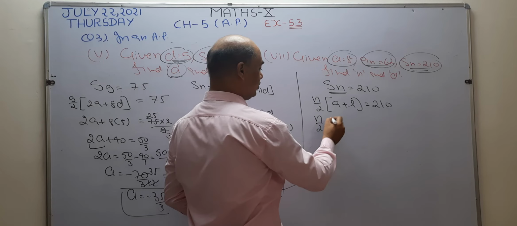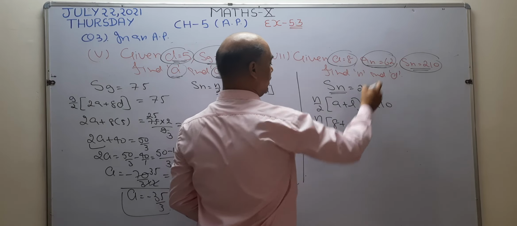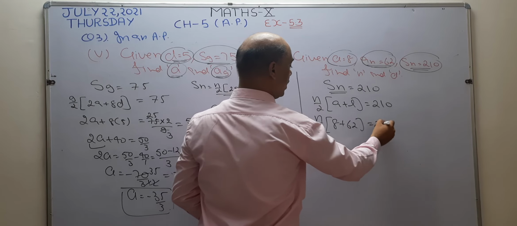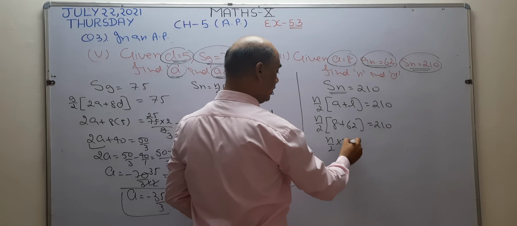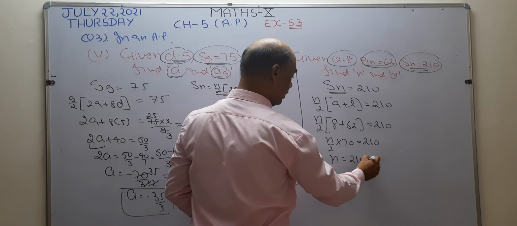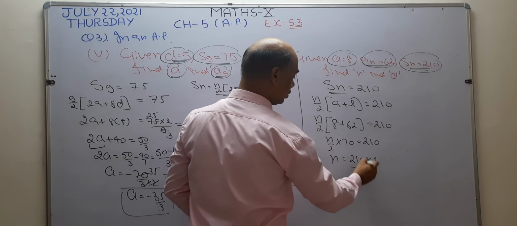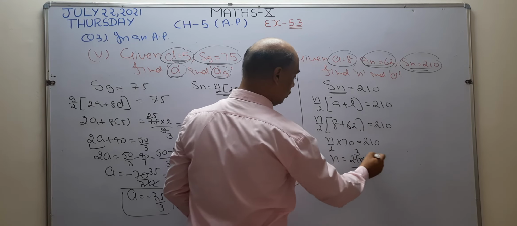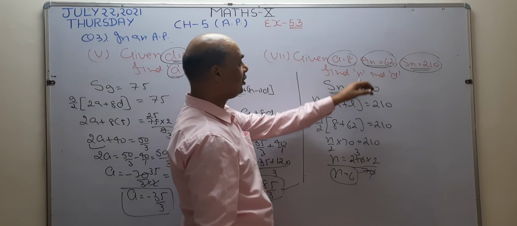Now n by 2 remains same. A, the first term, is given as 8, and the last term is 62, equal to 210. Now 62 plus 8 becomes 70, equal to 210. So the value of n becomes 210 multiplied by 2 and 70 divided into 270. So this is going to cancel with 3. 3 2s are 6. So the value of n becomes 6.